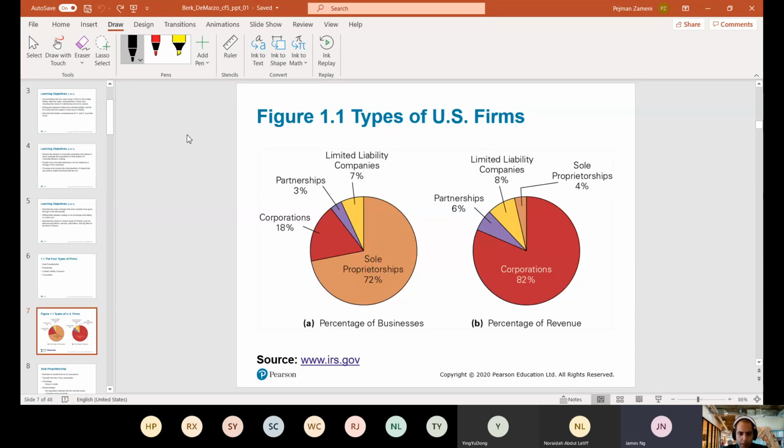Okay, this slide shows part A, the percentage of businesses. The major 72% of the firms in the US are sole proprietorships. Corporations are just 18%, partnerships 3%, and limited liability companies 7%. But on the other hand, in terms of revenue, most of the revenue comes from corporations, which is 82%. The second is limited liability companies, then partnerships, and sole proprietorships.